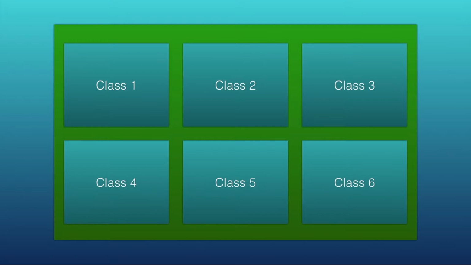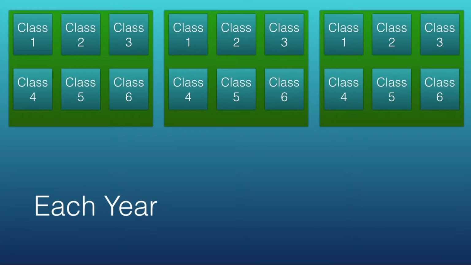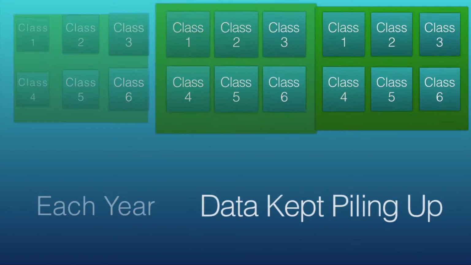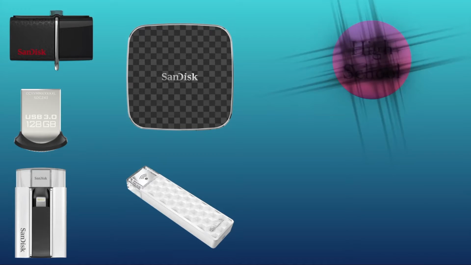And so, one folder of 1 year looked like this: data, data, data, and data. If you were to look at the USB in general, you would see that it was just data piling up. And then I went to high school.